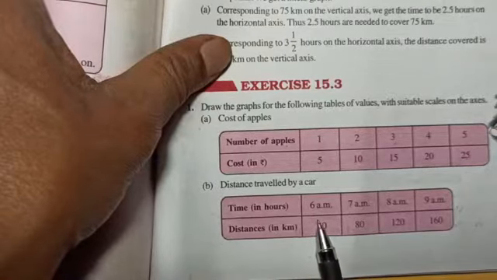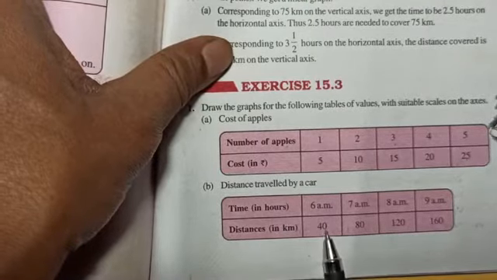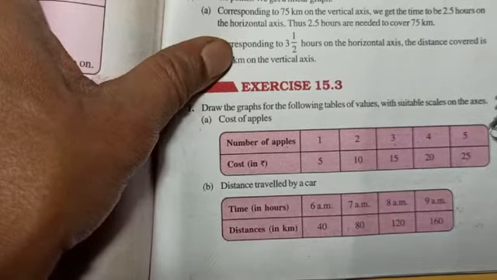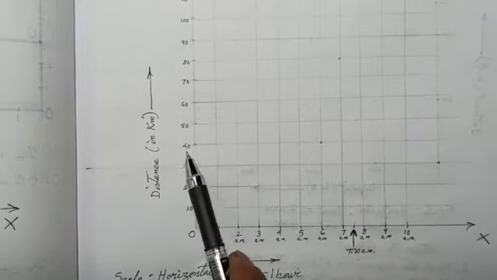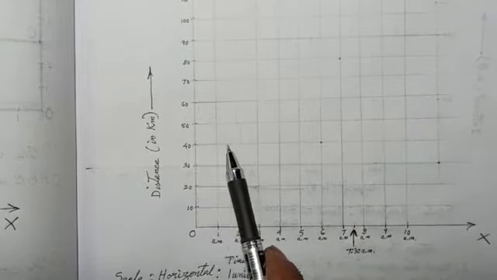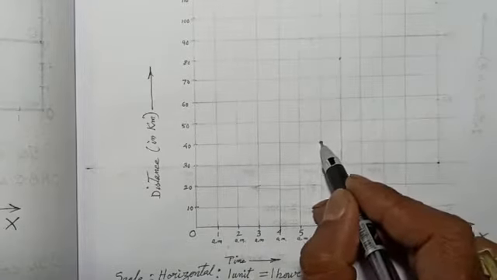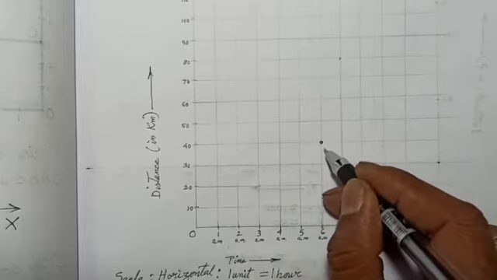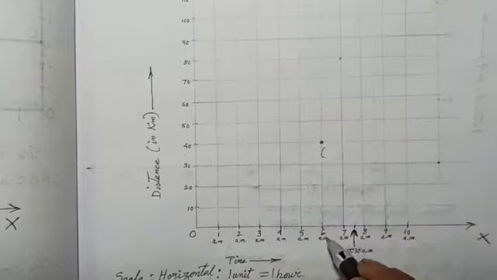And here time is 6 a.m. and distance is 40. Let's plot this on the graph. So here is 6 a.m. and drawing a perpendicular line, and this is 40 kilometer and drawing another perpendicular line, and they intersect here, and we are getting this point, and this point represents the coordinates 6 and 40. This 6 and this 40.